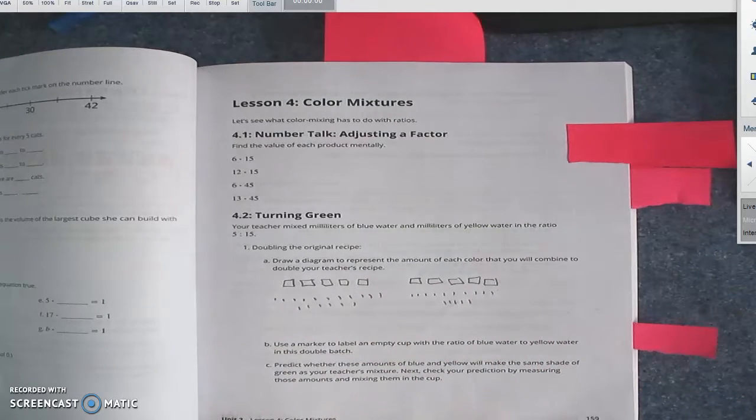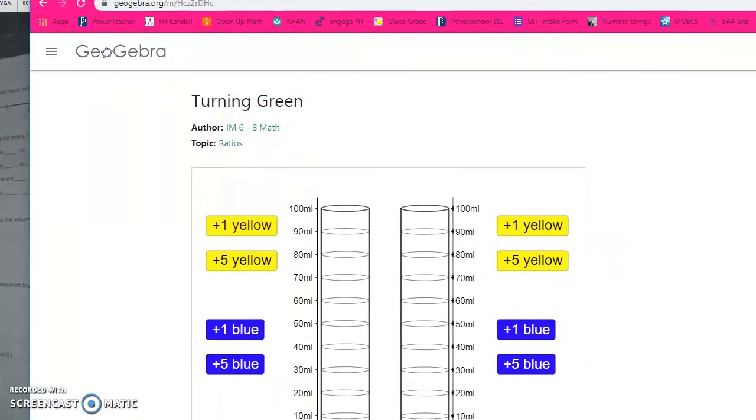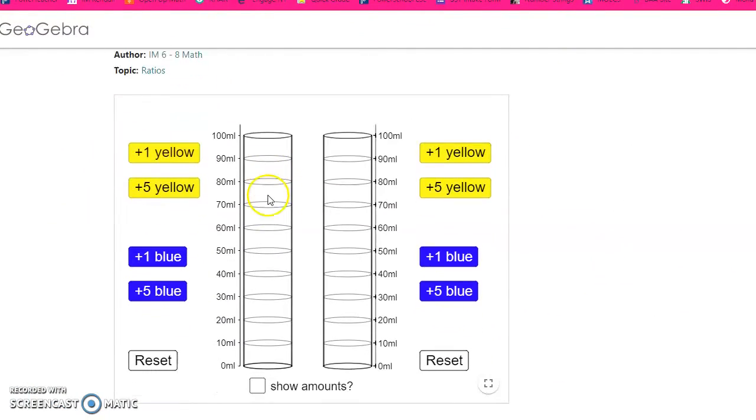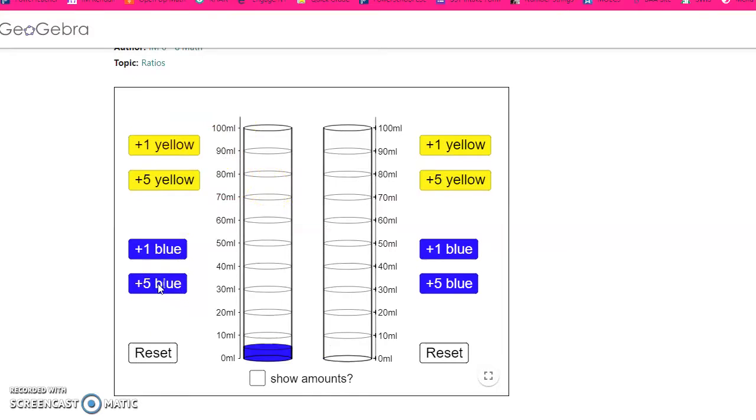And then we looked at this, and so I mixed 5 blue with 15 yellow and made this shade of green. And then for a double batch, we mixed 10 blue and 30 yellow. Let me show the amount so I don't have to count. And we saw that a double batch makes the exact same shade as the single batch.